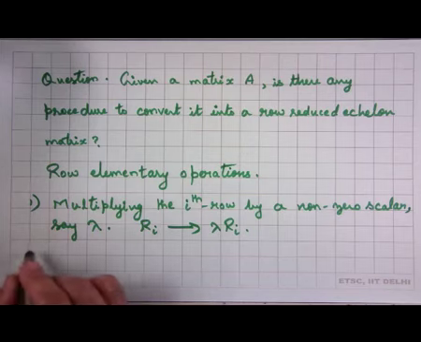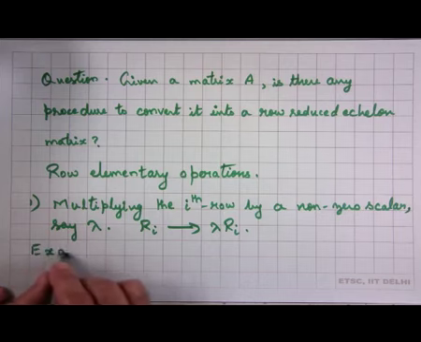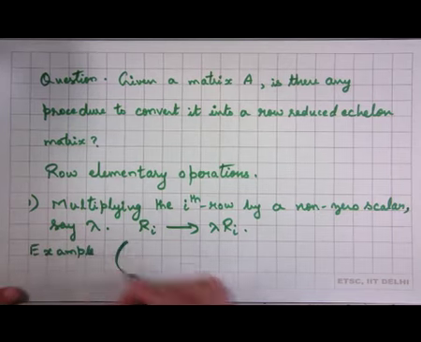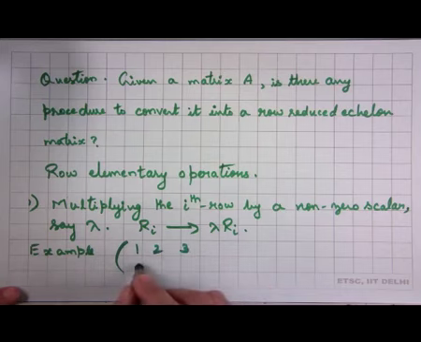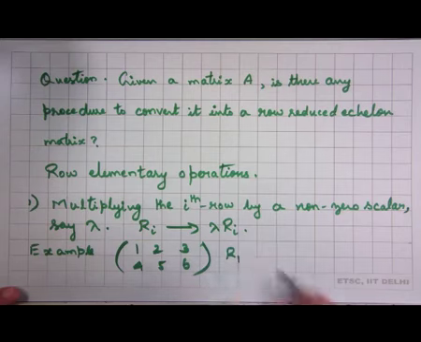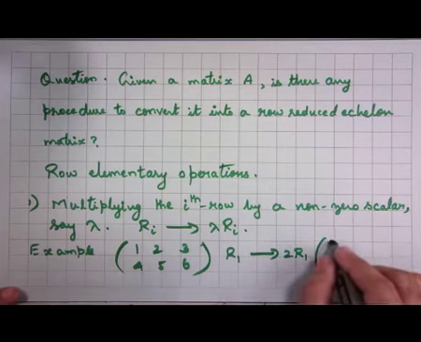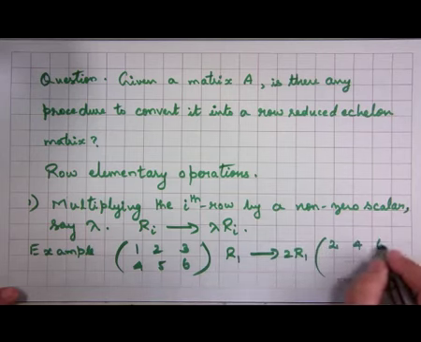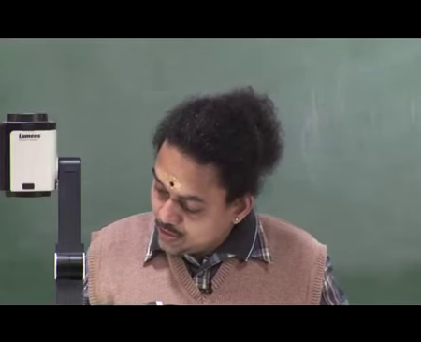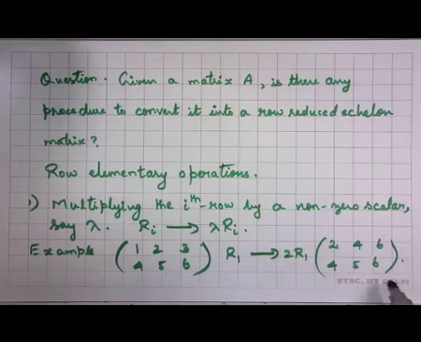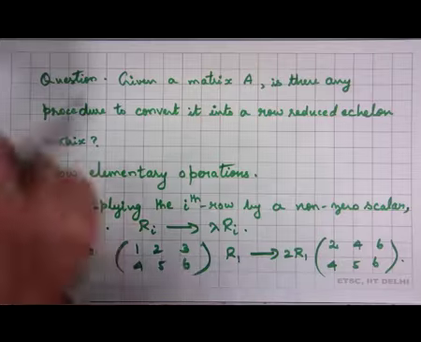Let us do a simple example. You look at this matrix 1, 2, 3, 4, 5, 6. You just multiply the first row by 2. What will you end up with? You are multiplying the first row by 2. So, 2 into 1 it is 2, 2 into 2 it is 4, and 2 into 3 is 6. 4, 5, 6. This is what you have. So, the new matrix 2, 4, 6, 4, 5, 6 is obtained from the first one by just multiplying the first row by the scalar 2.